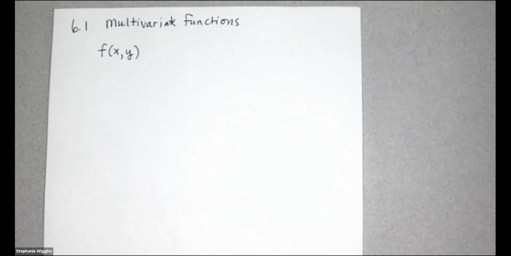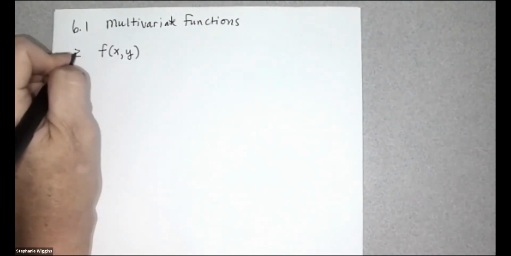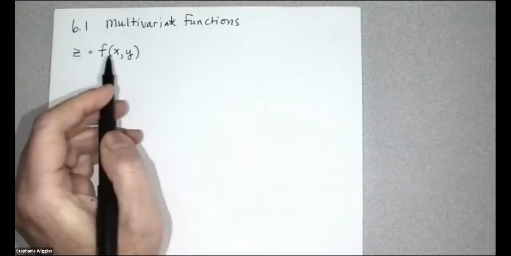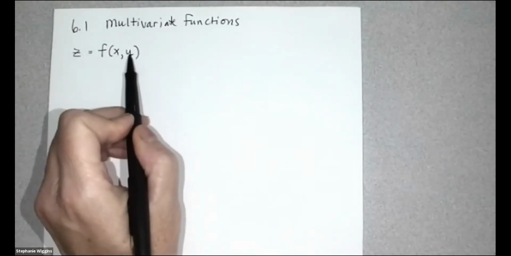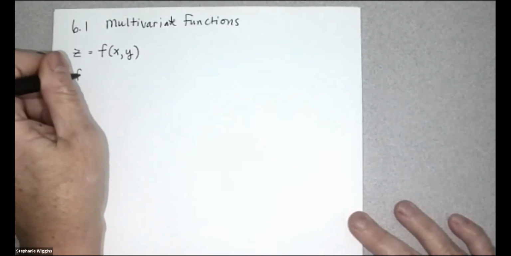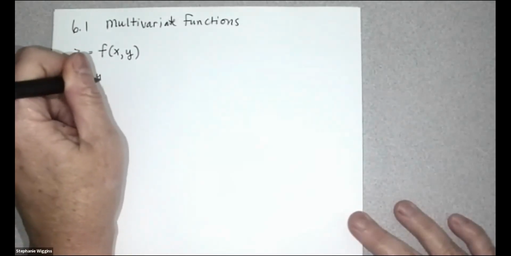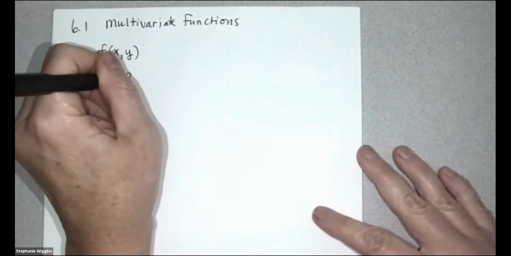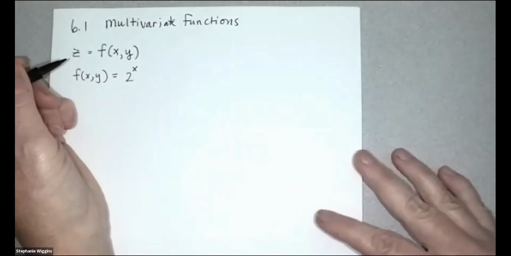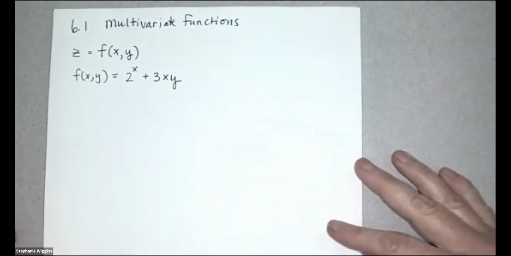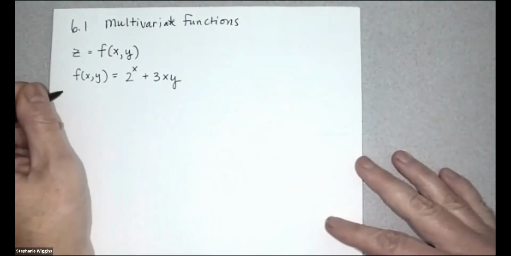Typically functions have more than one variable that they're depending on. In this example, let's say we have a third variable, which is your dependent variable that depends on what x and y are. So let's suppose that this function is 2 to the power of x, that's exponential, plus 3xy.